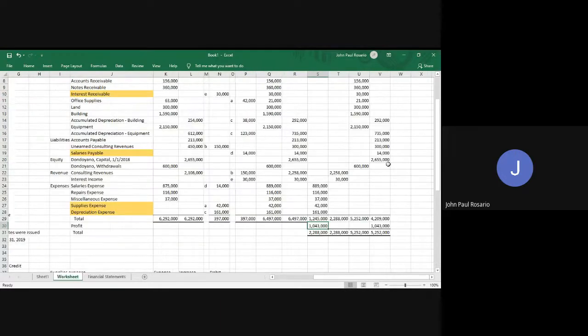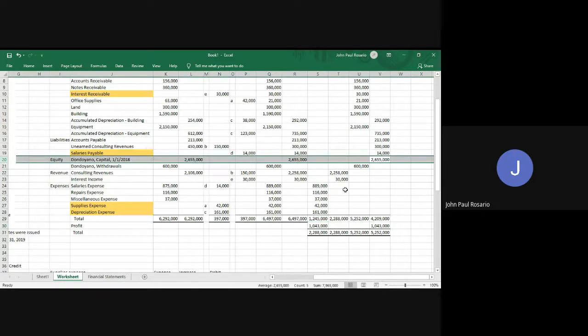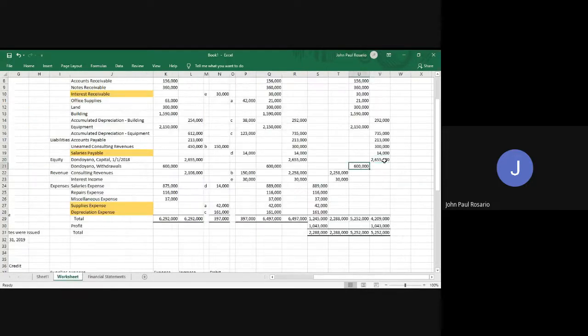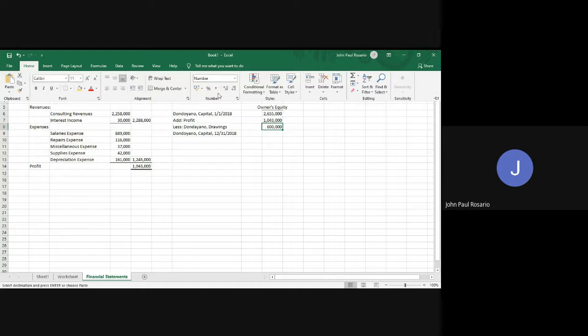Okay? So our beginning capital is this, as you can see, the capital as of 1/1/2018. So this one. Our profit is of course this one. And then our drawings is, okay, it should be in parentheses. So let me just do this.